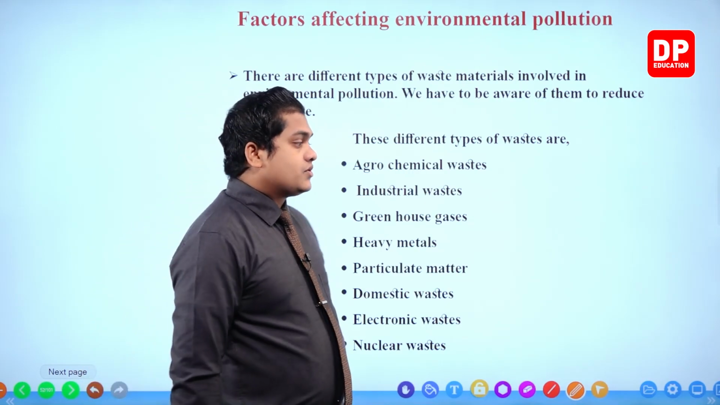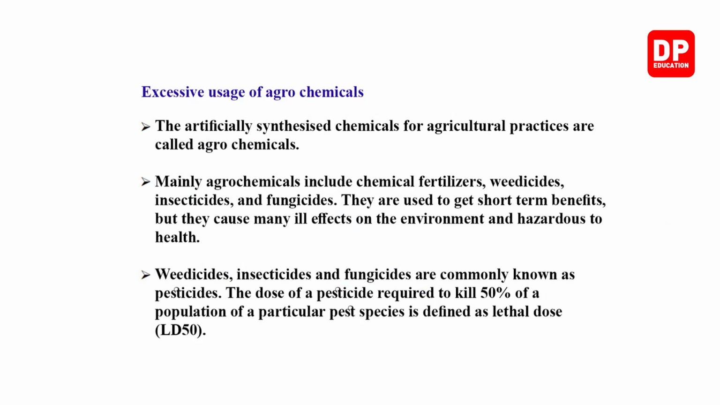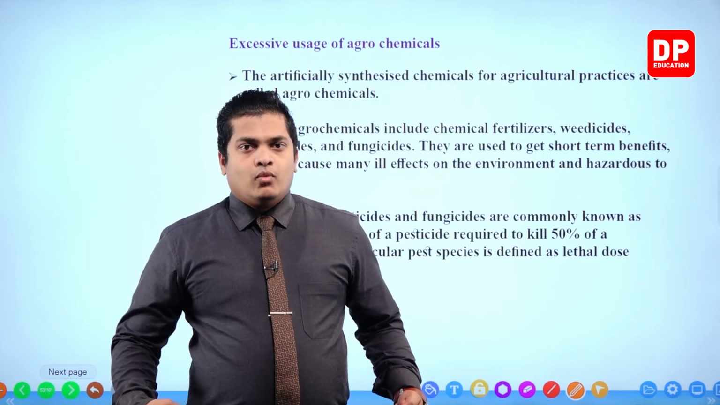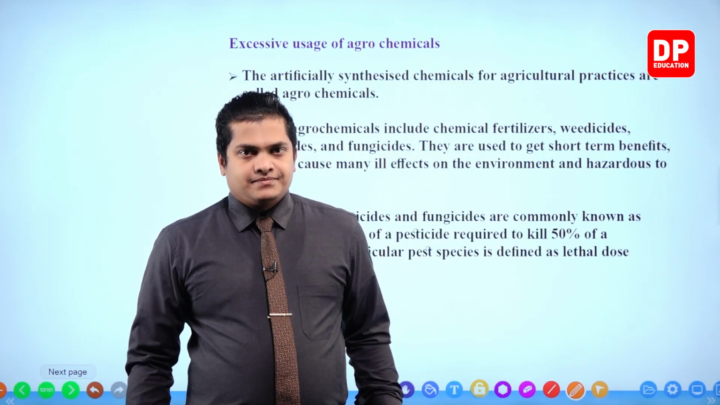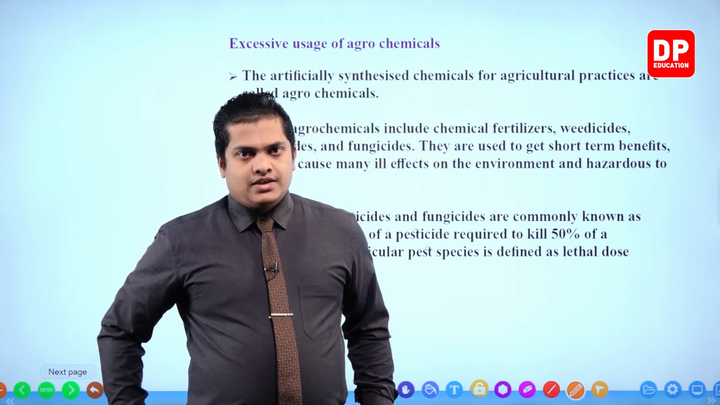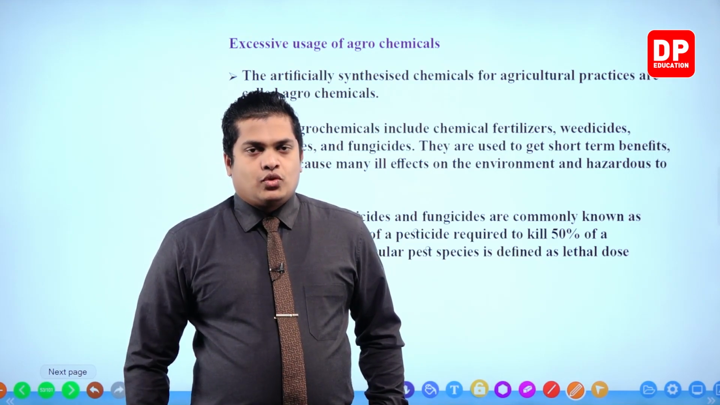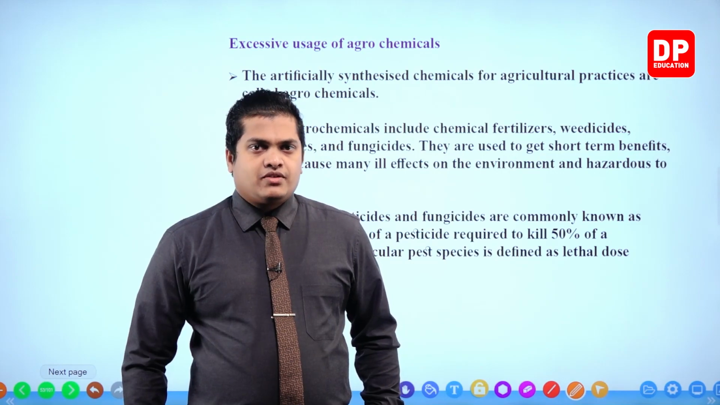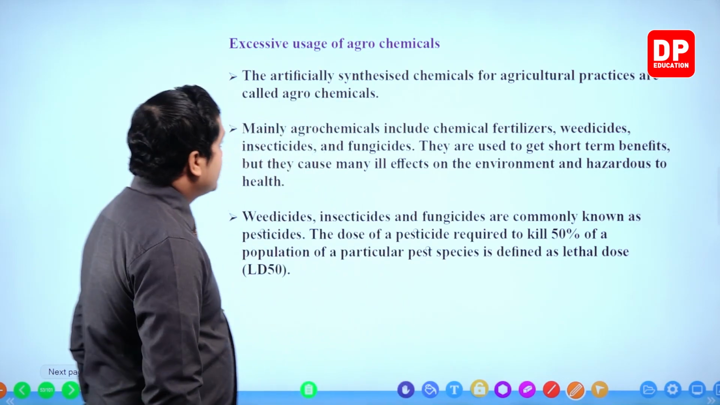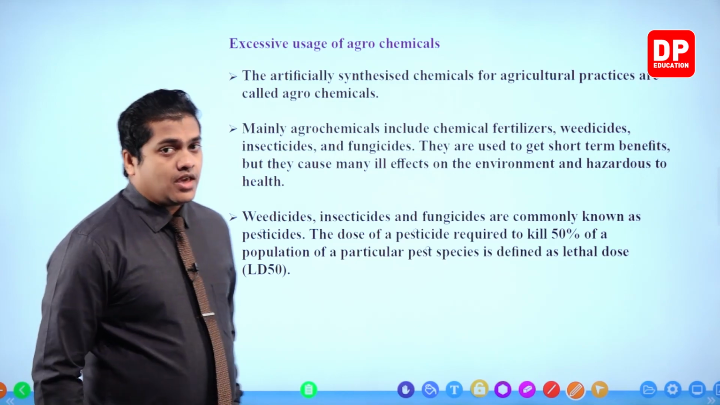Right, so let's head on to see the first and foremost type of pollutant. This is the excessive usage of agrochemicals. So here we are going to discuss agrochemical waste. You know that waste means if you use excessively, then it gets wasted. So waste is created because of excessive use, and agrochemicals are also added to the soil because of excessive use.